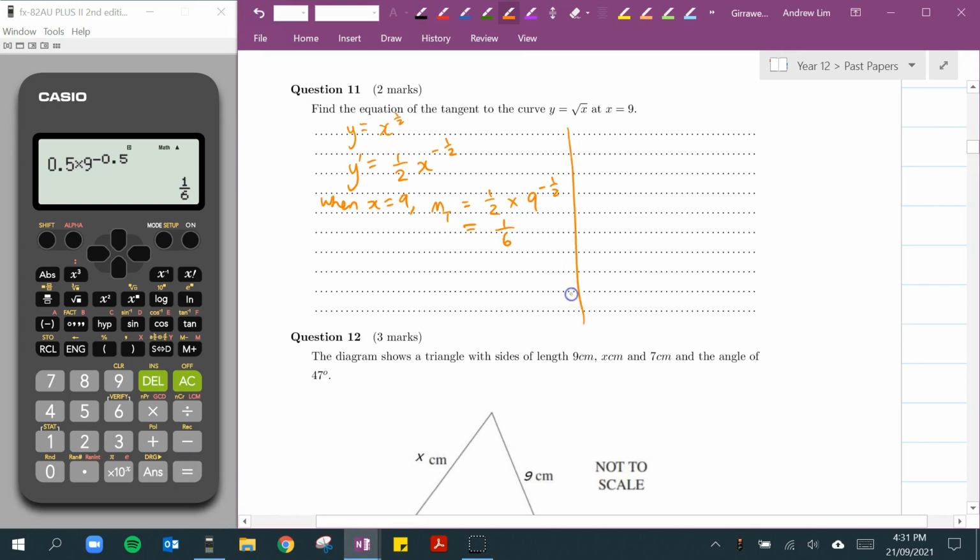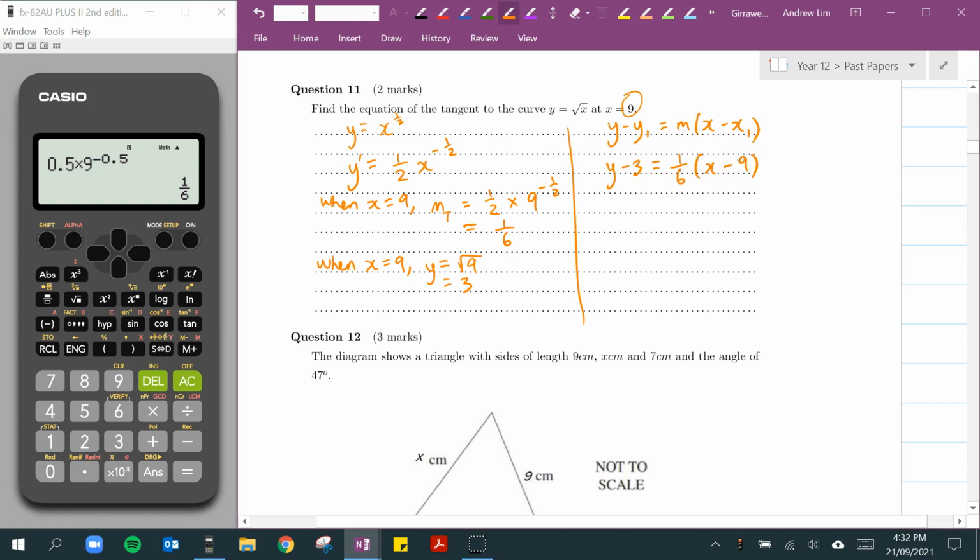In order for us to work out the equation of tangent, we need the coordinates of a point. We only have the x value here, so let me see what y is equal to. y is equal to the square root of x, or square root of 9, which is 3. So we have y minus 3 is equal to m, 1/6, bracket x minus x1, which is 9.